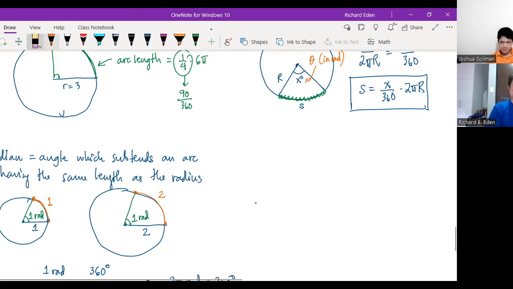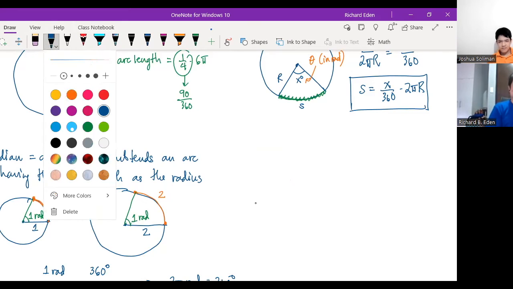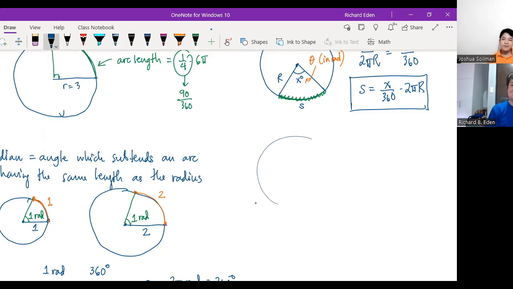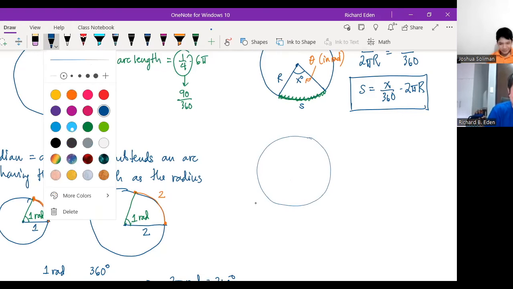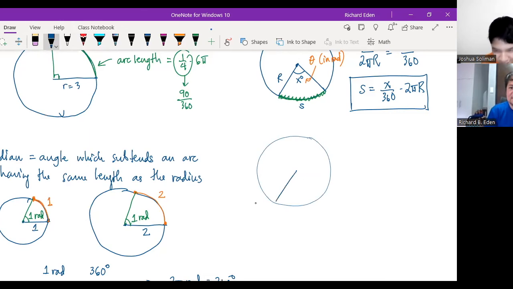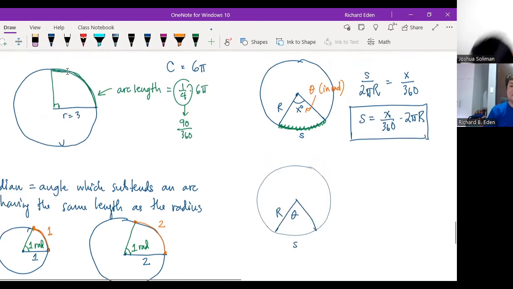Let me just start from scratch. Narito ako sa conversion. Hey, why did it get thinner? Okay. You drew the radius, you drew it wrong. Ito S, tapos ito theta in radians.